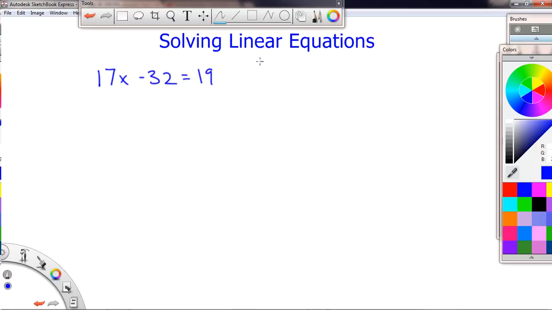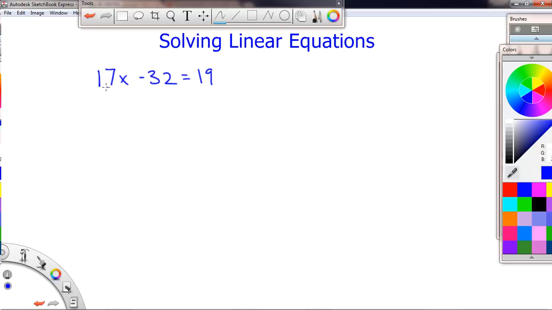Now remember, our goal here is always the same thing with linear equations. What we want to do is manipulate this equation until we get the x alone on one side, and that's going to give us our solution. So we're going to think of this as a balanced scale. And whatever I do to one side, I can do to the other, and it will keep the scale balanced. Okay, you know that. We've practiced that a ton.